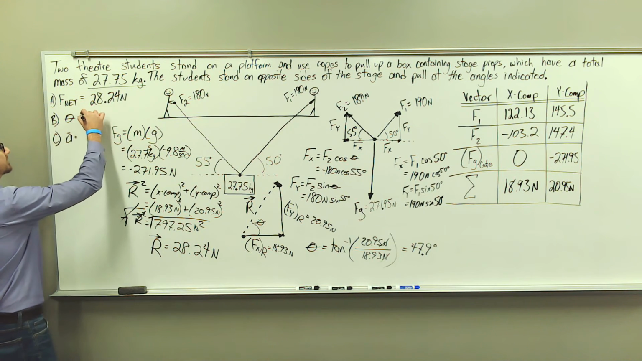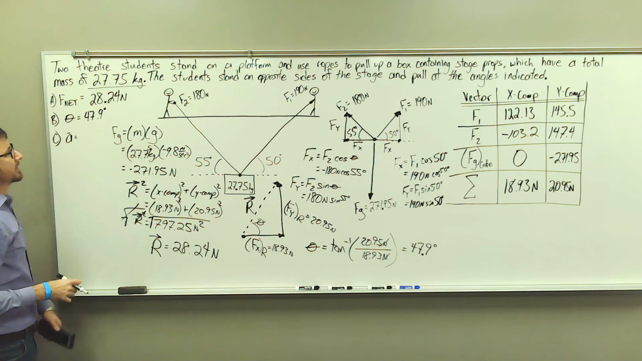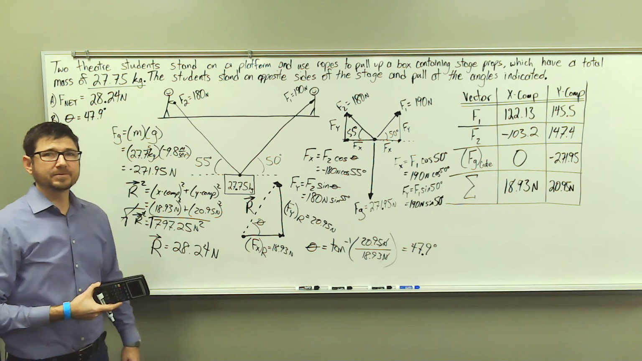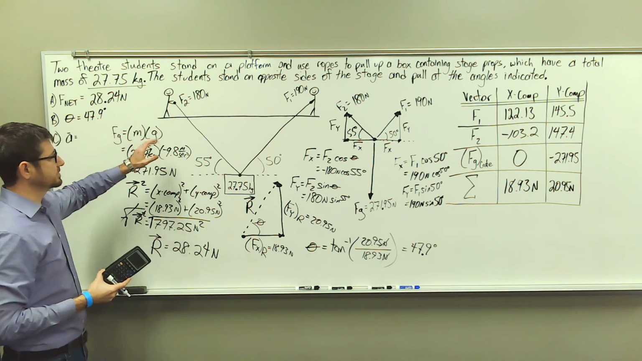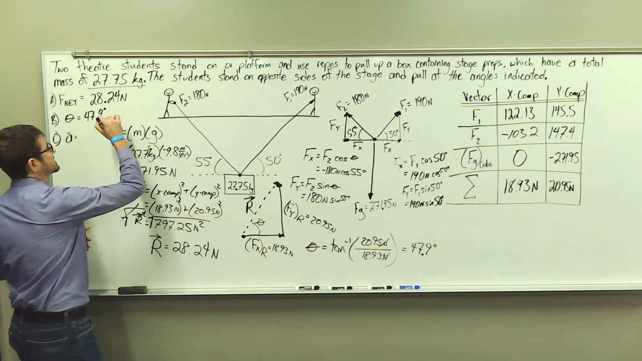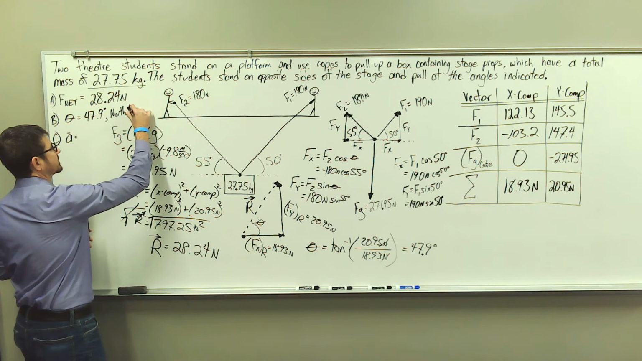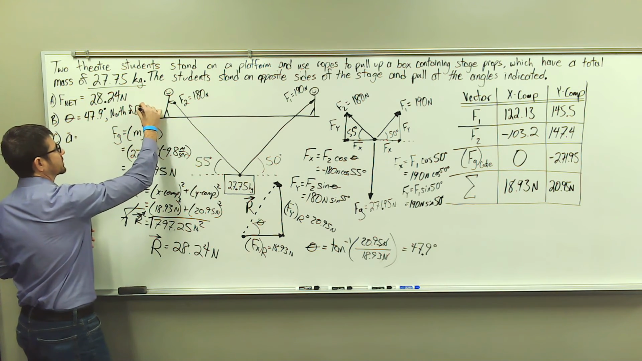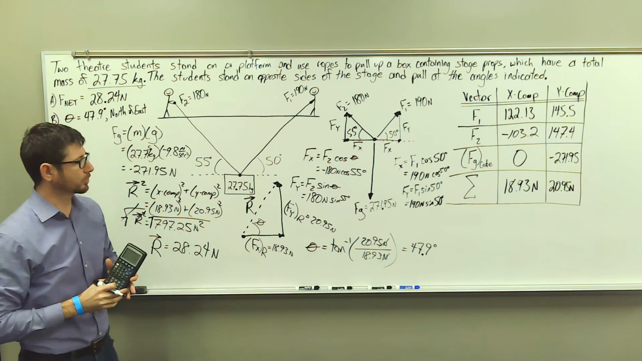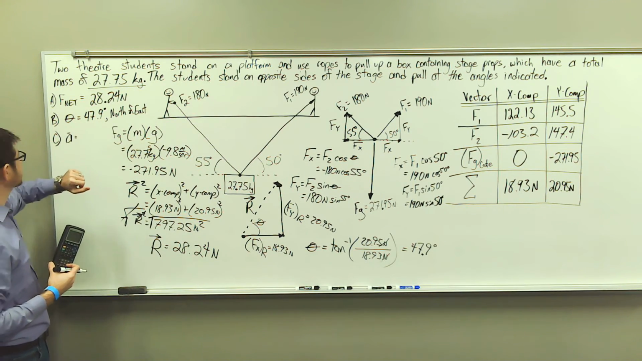So angle theta is 47.9 degrees. If we were using the full angle method, that would be all. If we're using the component method, we can describe this as north of east, or you can say quadrant 1 even, okay? Because we're using a reference angle.